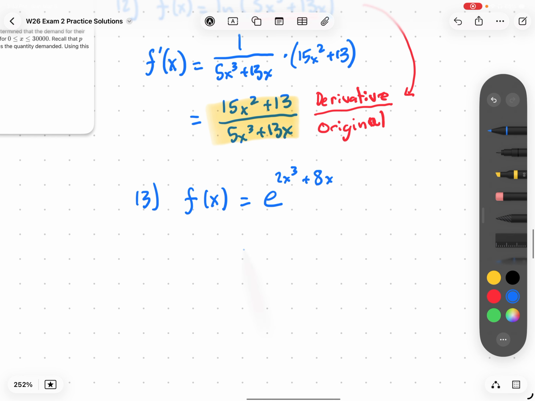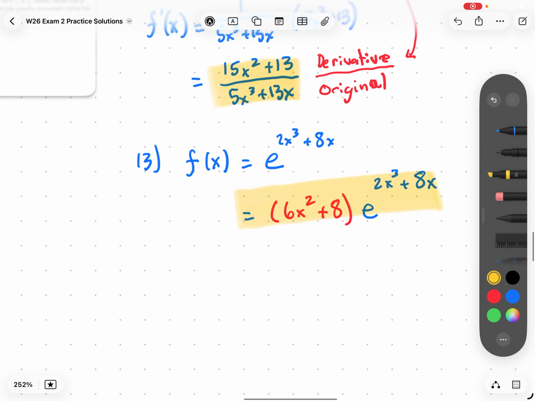So the way I typically write this is I stick the derivative in front. In this case, it would be 6x squared plus 8. And then I just put the e to the original, 2x cubed plus 8x. And I'm done. I stop there. If you want to think of this in terms of derivative and original, it's derivative, and then e to the original. I'll put original in green.